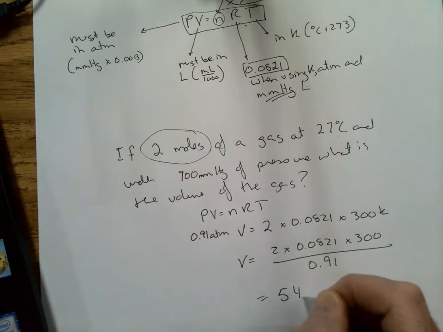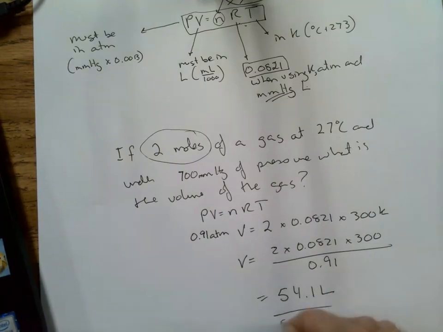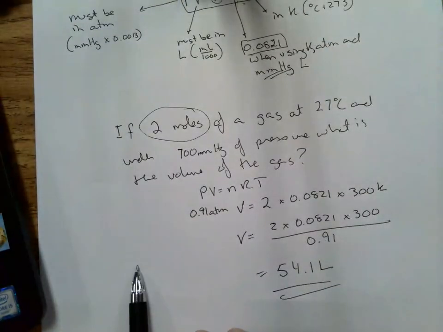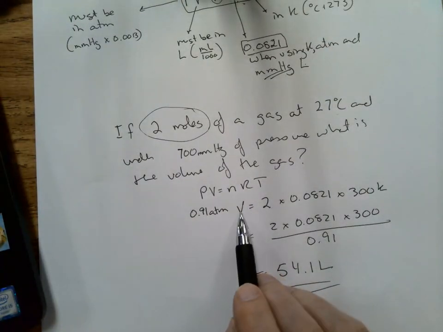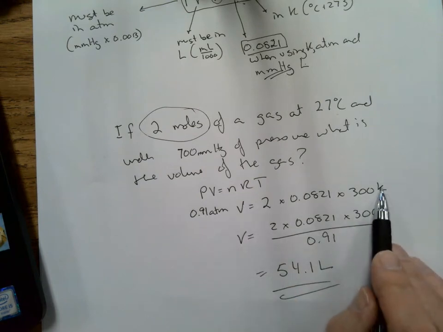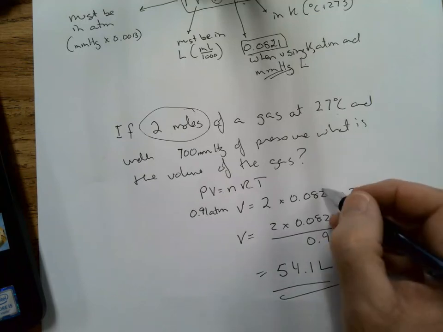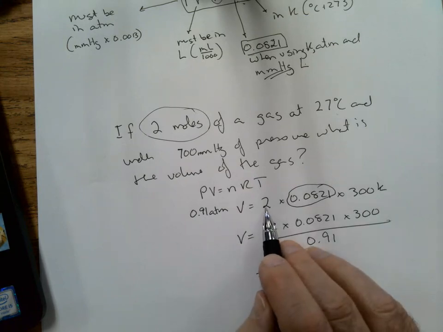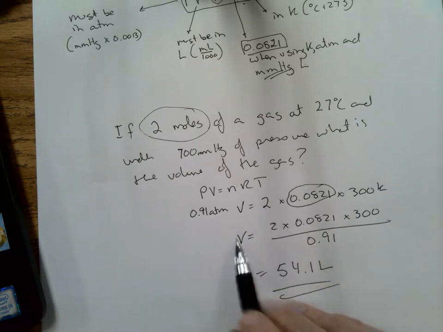So I have a volume of 54.1 liters. Remember, your answer is always in liters. The most important thing I can emphasize here is that pressure must be in ATMs, volume must be in liters, temperature must be in Kelvin to be able to do this. This 0.0821 goes into every single question we do. It is a constant. And our moles will be given in moles. There's no other conversions that have to be done there.